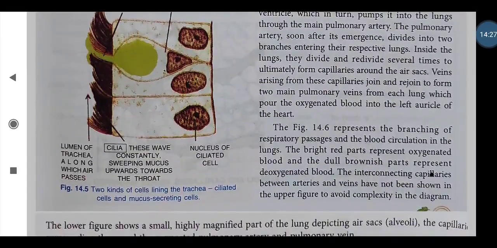The bright red part represents oxygenated blood and the dull brownish part represents deoxygenated blood in the figure. The interconnecting capillaries between the arteries and veins have not been shown in the upper figure to avoid complexity of the diagram.